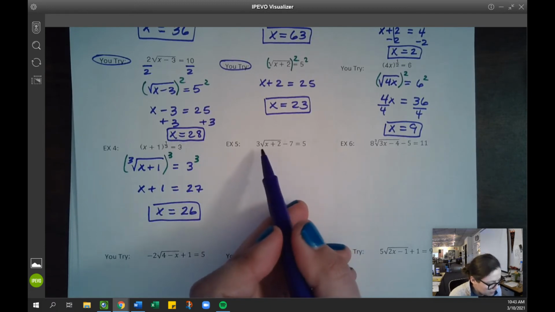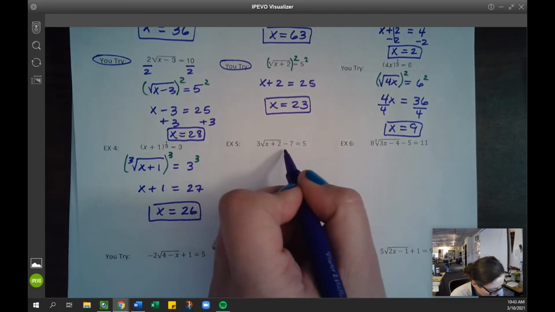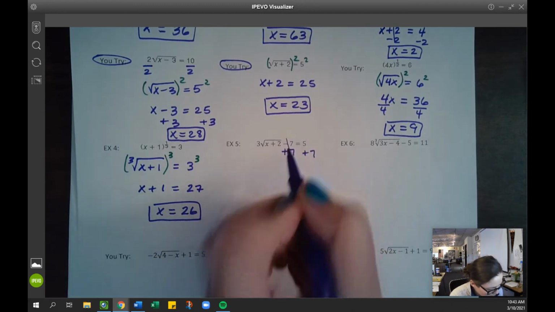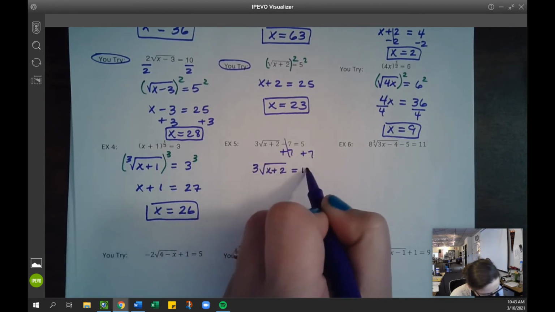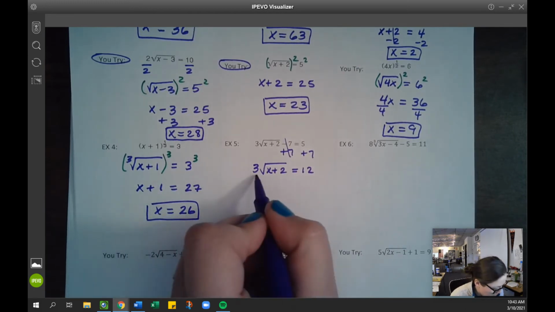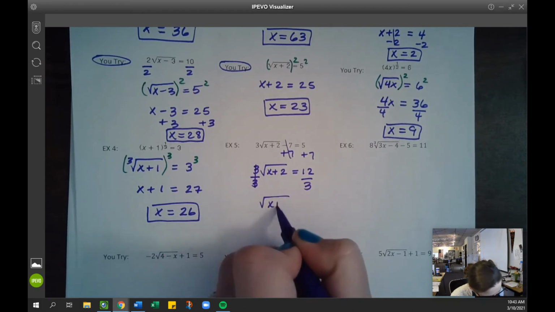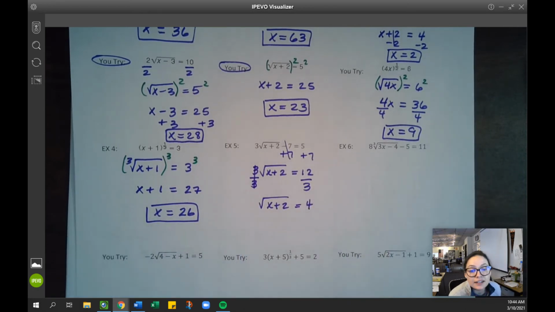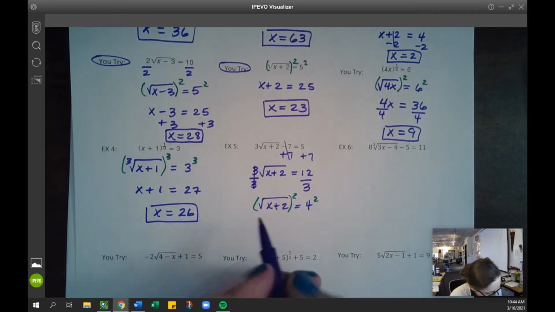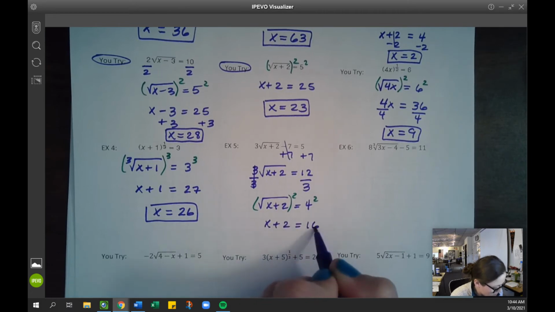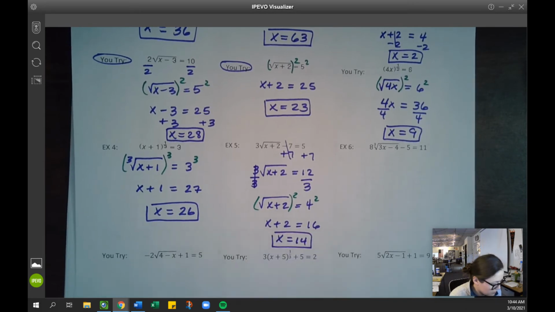All right, example 5. We have a couple things outside of the square root, so we need to isolate the radical first. First, I'm going to add 7 to both sides, which leaves me with 3 times the square root of x plus 2 equals 12. Then I'm going to divide by 3. Now I can undo the square root. Gives me x plus 2 equals 16. If I subtract 2 from both sides, x would equal 14.